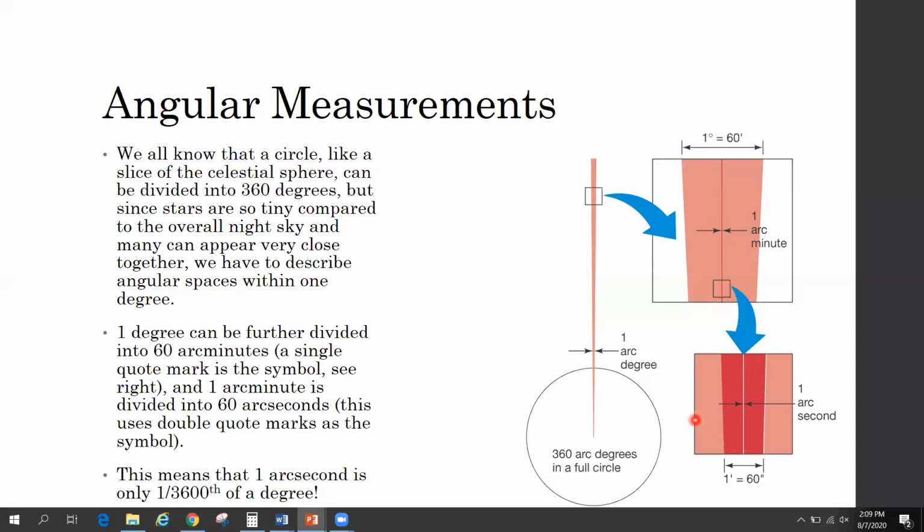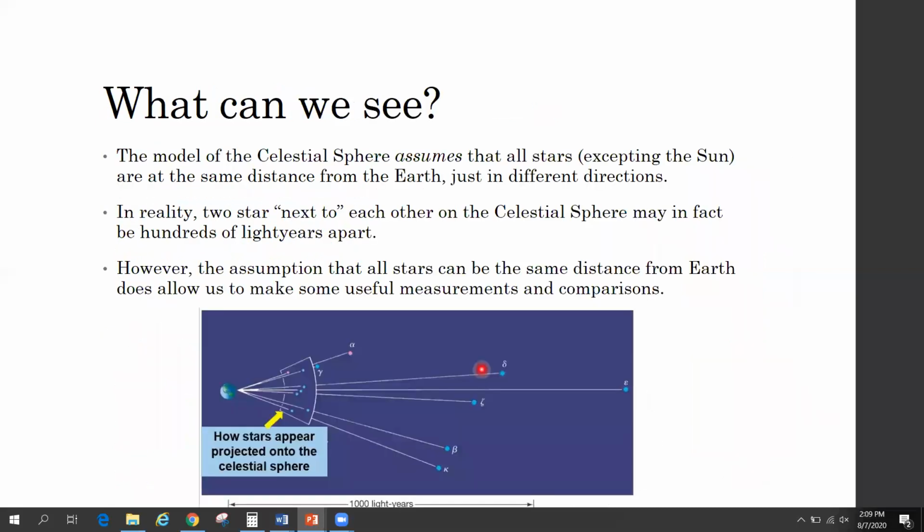So here's the thing though, if you actually do the math here, if we divide 360 by 60 and by 60 again, that means that 1 arc second is only equal to 1/3600th of a degree. So it's a very, very small sliver of the night sky. This is where we can start to be usefully precise with describing where a star might be located. And that's why we want to take a minute to point that out, because a lot of times if you look up these coordinates for stars, you're going to see that level of precision.